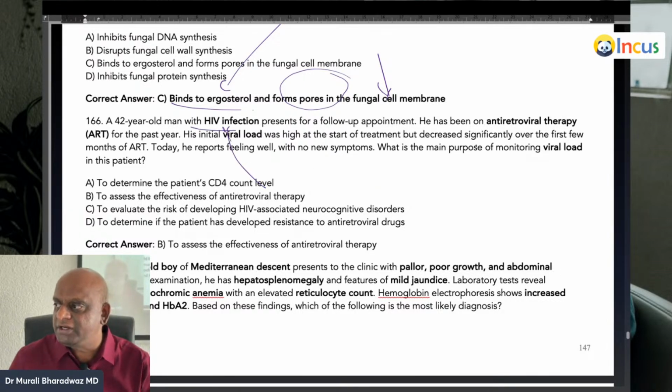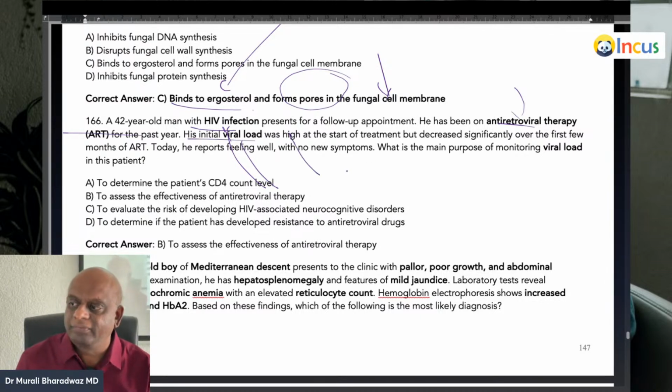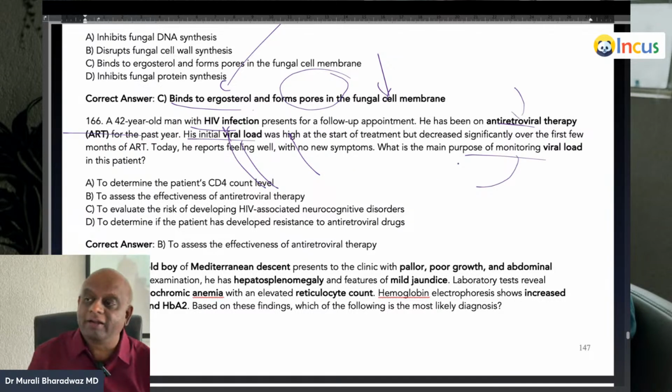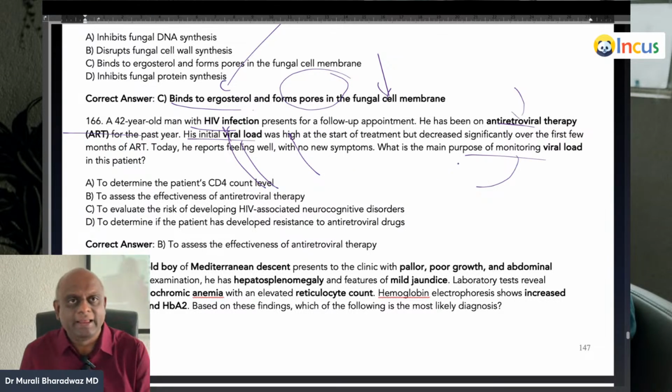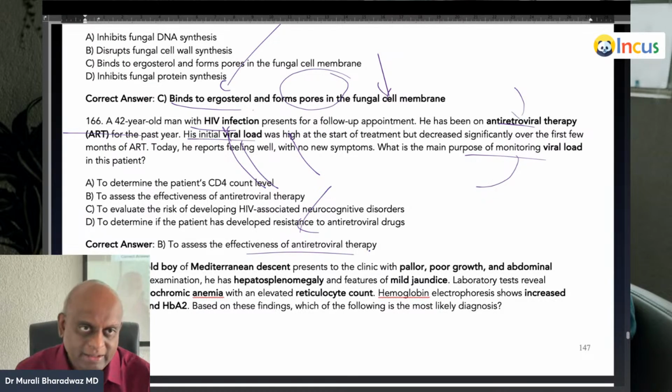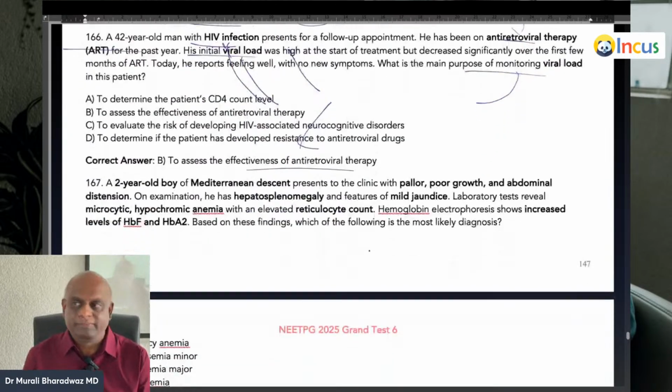A 42-year-old with HIV infection on antiretroviral therapy, his initial viral load was high. Then what is the main purpose of monitoring viral load in a patient taking antiretroviral therapy? To know the effectiveness of antiretroviral therapy. Then the viral load should come down.